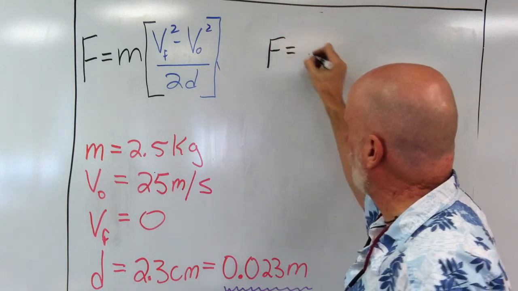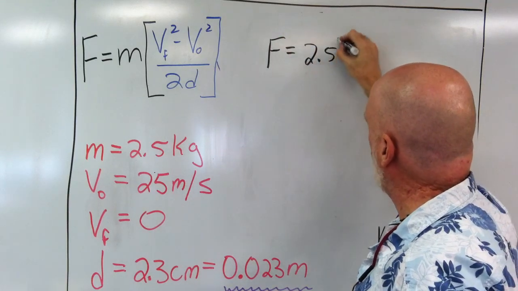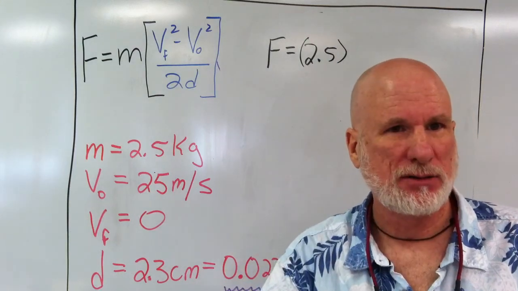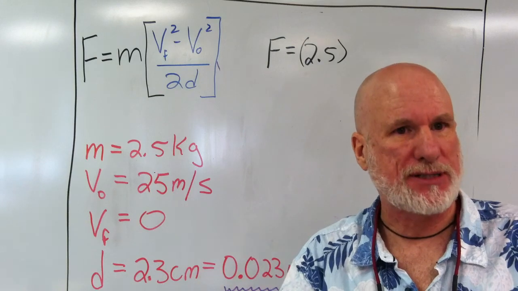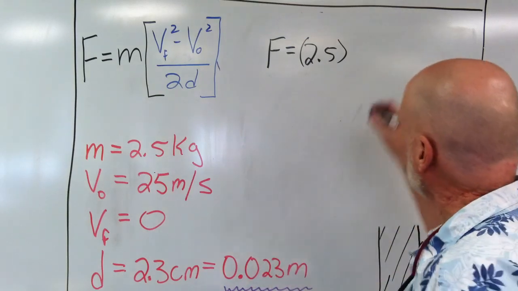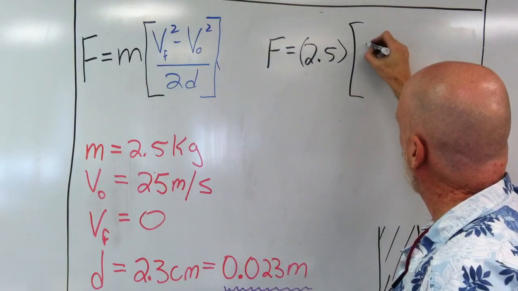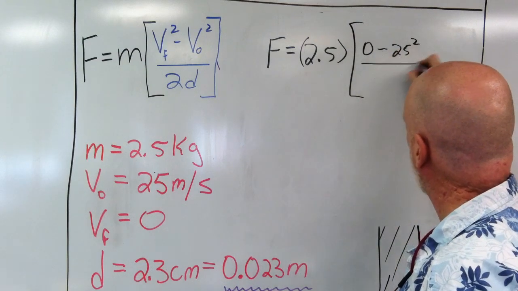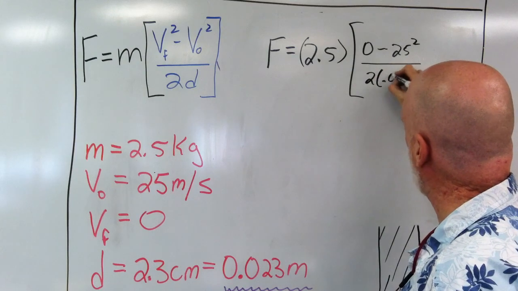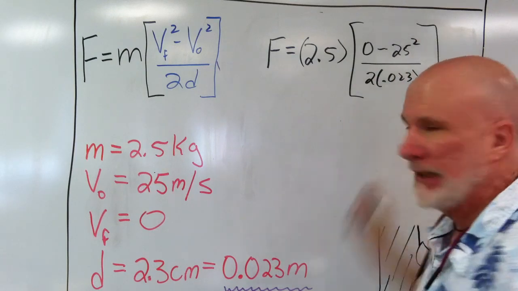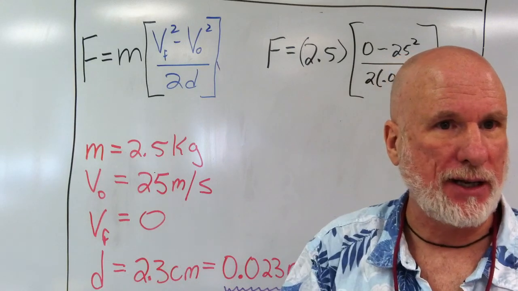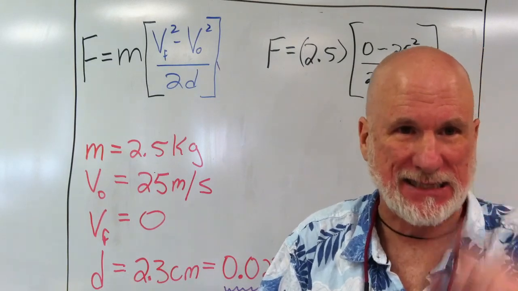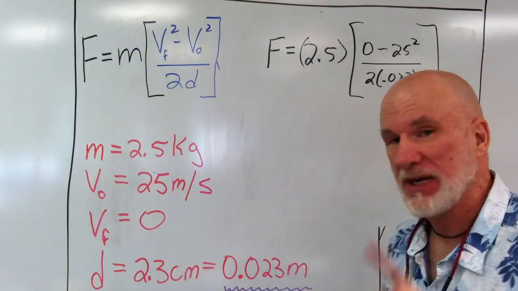F equals 2.5. I'm leaving off the unit labels because it looks neater. As long as we're using meters, kilograms, and seconds, we're cool, right? Okay, good. Now, this is going to be 0 minus 25 squared over 2 times 0.023. Easy? Now, 25 squared is? 625. Yes, you know your 25 times tables. Excellent, Judine.